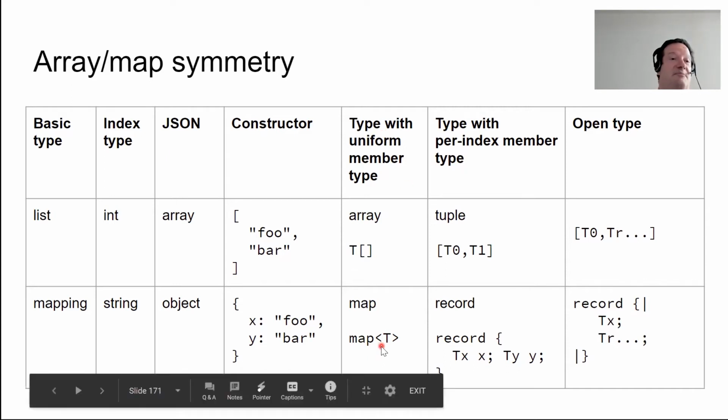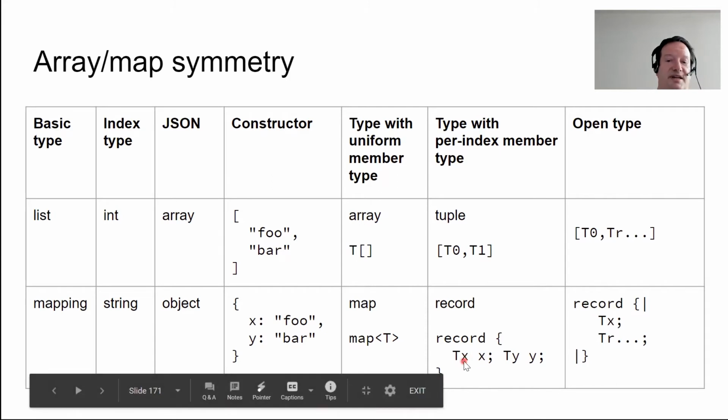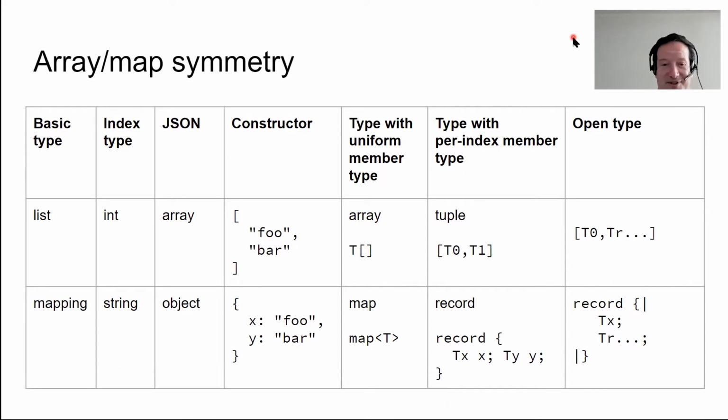And then we have a map type, which describes mappings where members are the same. And when you want to have a separate type per index, you can do it with a tuple. That's the type for index 0, the type for index 1. Here's the type for key X, here's the type for key Y. And we also have an open type using dot dot dot. So I think that's quite an elegant symmetry there, for people who care about that sort of thing.